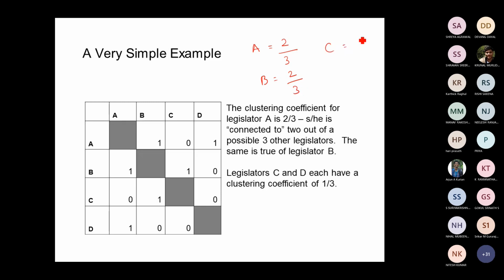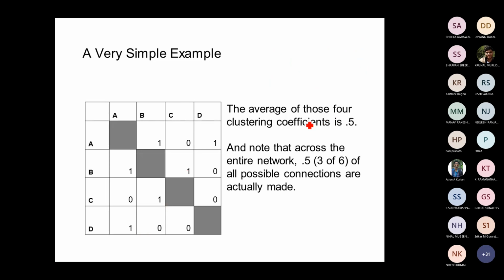For C, what is the formula? It has only 1 connection out of 3 possible connections. For D, out of 3 possible connections, it has only 1 connection. 1 plus 1, 2. So this is how the clustering coefficient can be identified.